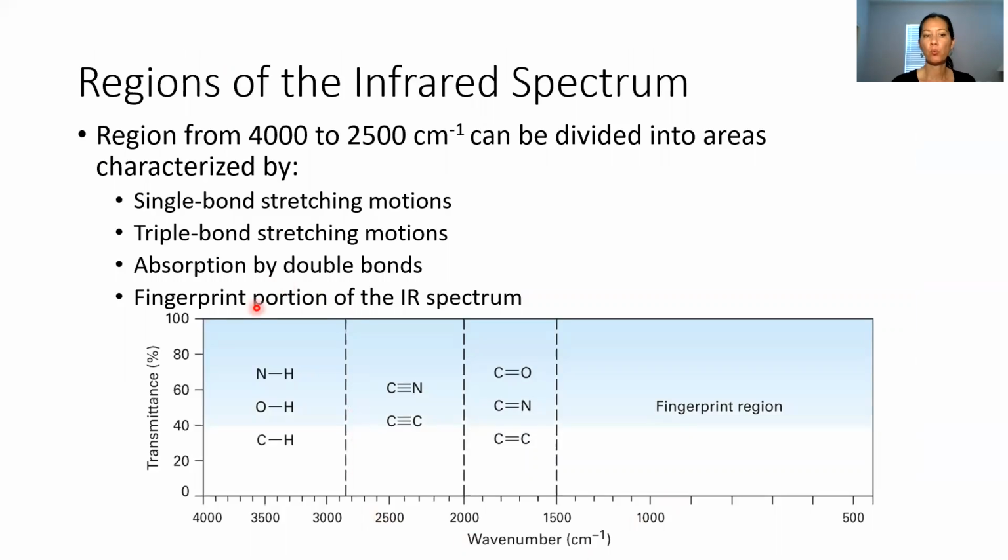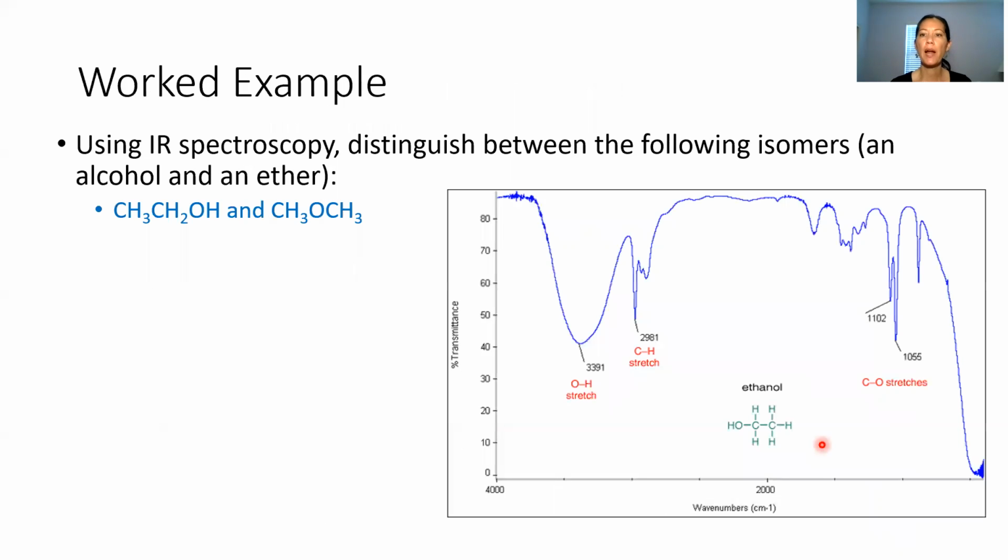Know the basic regions. Towards the left, you have a single bond stretching motion, so N-H, O-H, or C-H. These will have very specific shapes too. This region is unique because you have your triple bonds, and then this region here are your double bonds. This is the fingerprint region. It's kind of hard to isolate and identify things here, but a lot of times you use it for additional confirmation. Let's just practice.